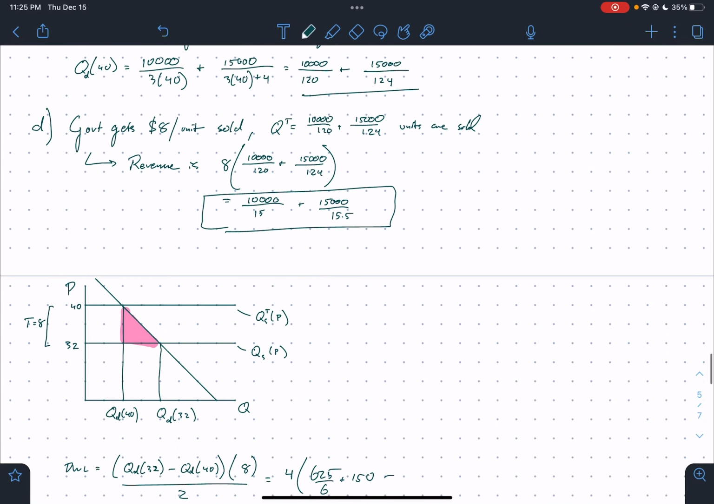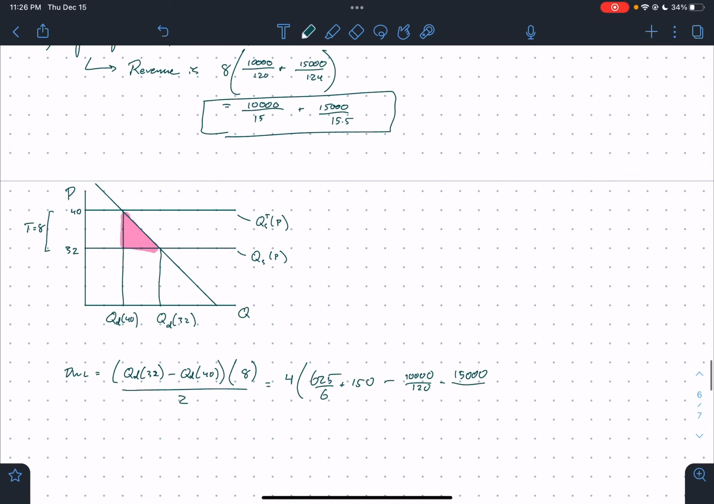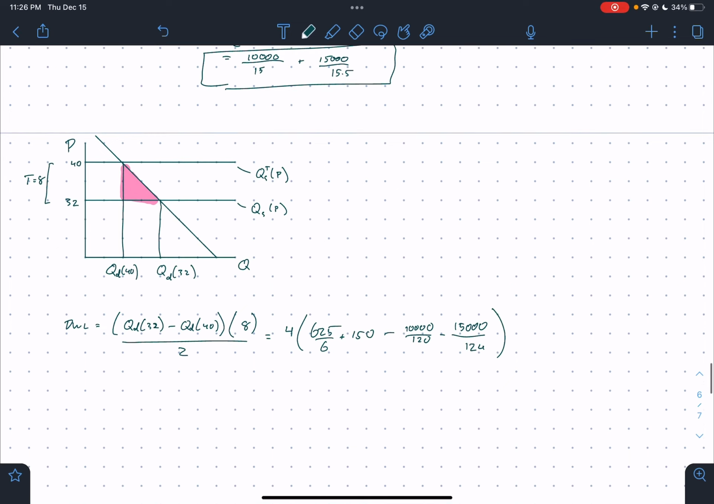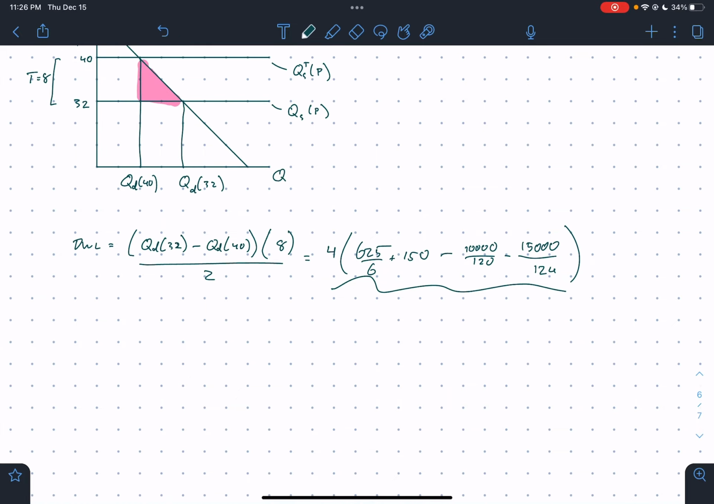minus, everyone's favorite number, 10,000 over 120 minus 15,000 over 124. I'm not going to simplify this, but you could plug this into a calculator and get something. This will just give you the deadweight loss.